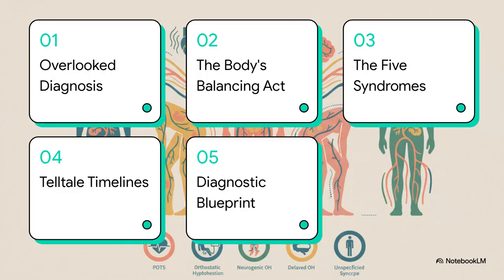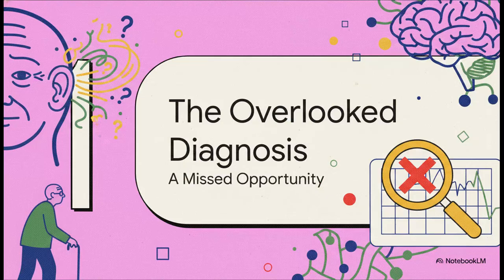Think of this as a bit of a clinical detective journey. First, we're going to look at why this is such an overlooked diagnosis to begin with. Then, we'll examine the body's balancing act, the underlying physiology. After that, we'll meet our 5 main suspects, the syndromes themselves. We'll check out their telltale timelines, and then finally, we'll pull it all together into a diagnostic blueprint you can start using right away.